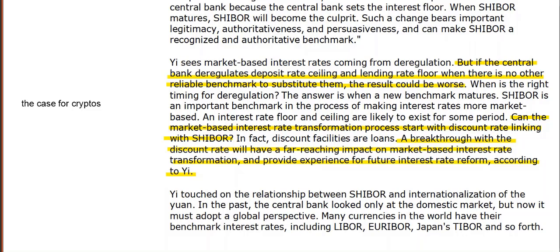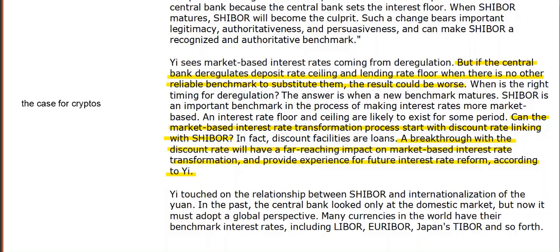The answer is when the new benchmark matures. In other words, they're saying Shibor will be that. In other words, when you have a different financial system controlled by different people. An interest rate floor and ceiling are likely to exist for some period. Can the market-based interest rate transformation process start with the discount rate linking with Shibor? In other words, when can we transfer all this stuff over to us?